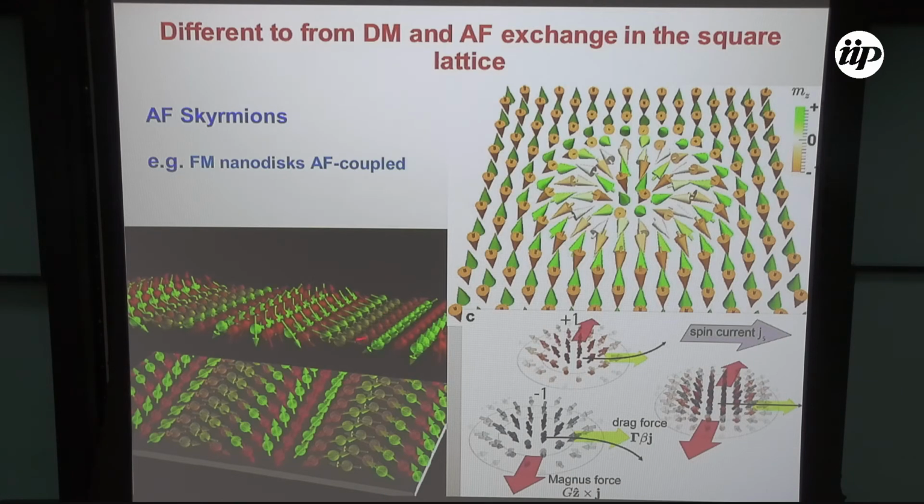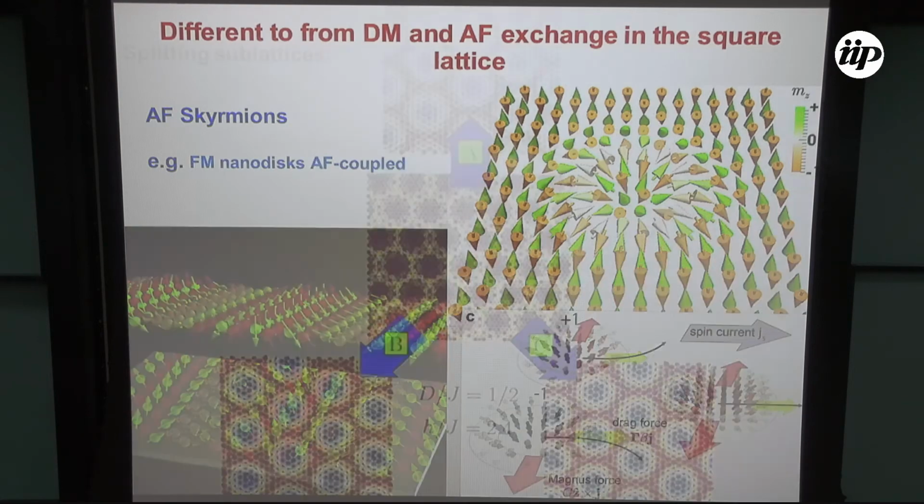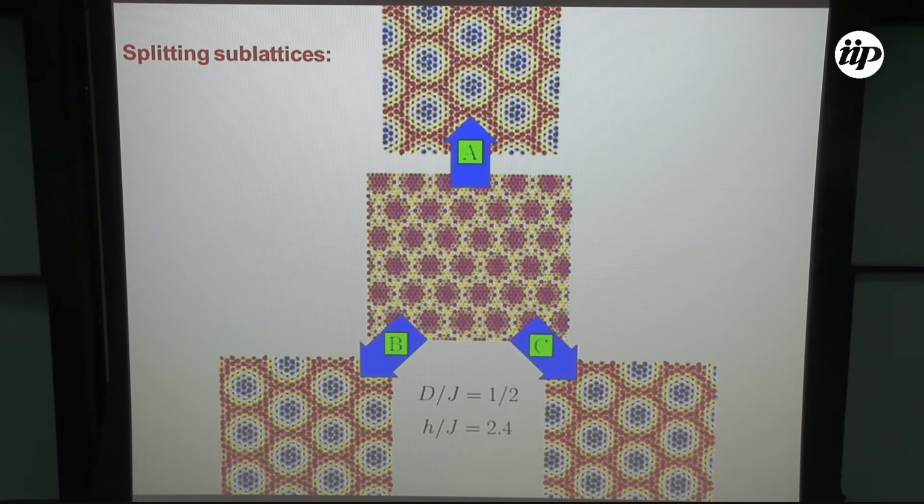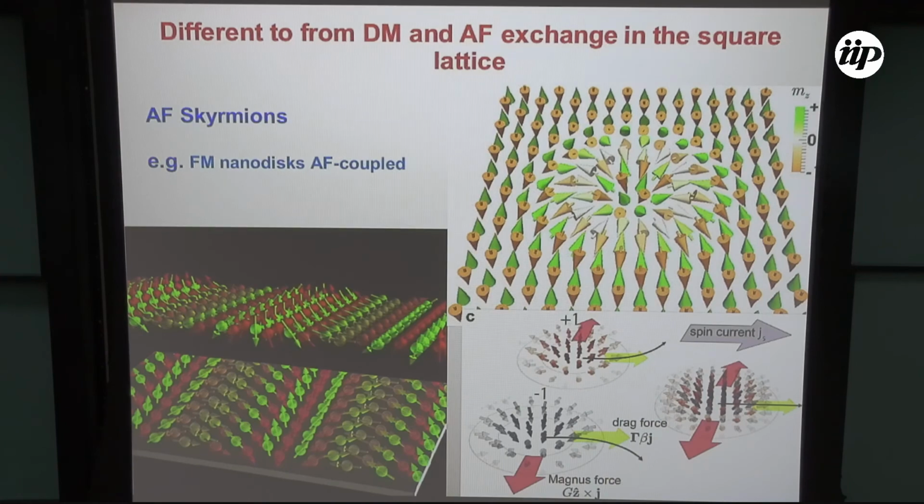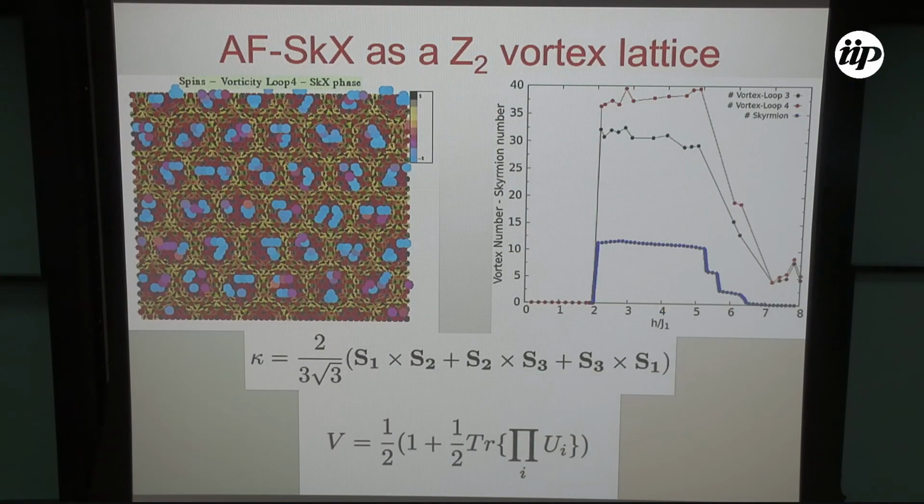Apparently they are starting to be able to construct these coupled nanodiscs in a very efficient way to generate these anti-ferromagnetic skyrmions. But this has nothing to do with this here. Here you have on each sublattice of the triangular lattice a ferromagnetic skyrmion lattice. So this was one of the first computations that were done.